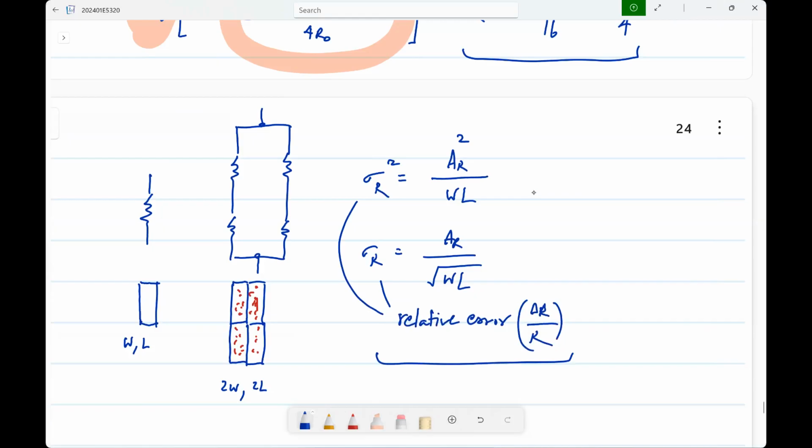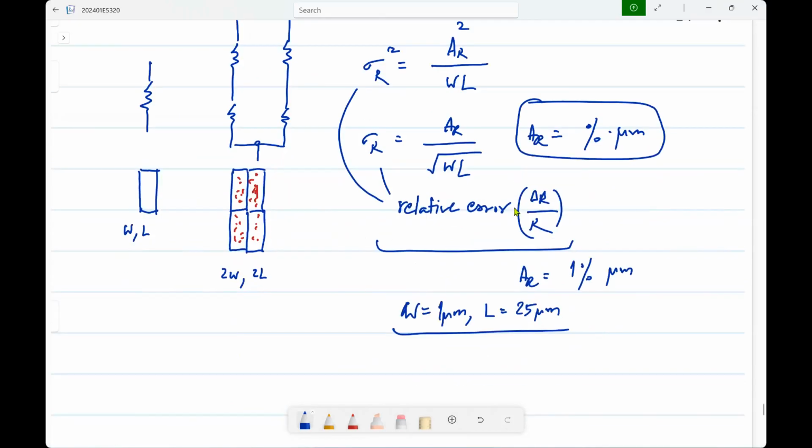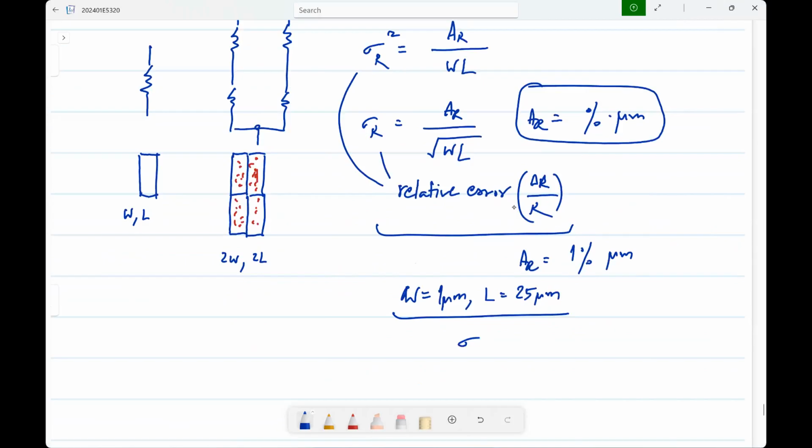Now, this AR typically is specified in some percent times micron, basically the type of units that we prefer to use. So this means that if AR is given as 1% micron, and if you have a resistor whose width is 1 micron and length is, let's say, 25 microns, whatever the value is, its relative error will have a standard deviation of how much?